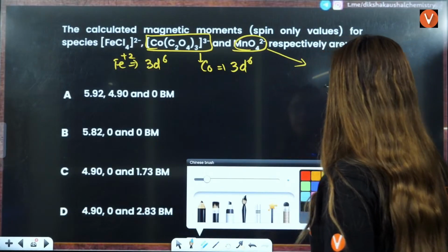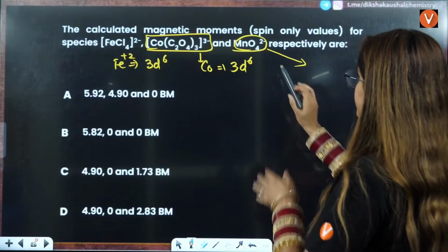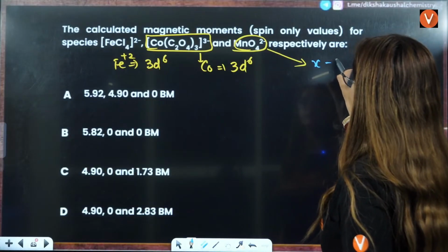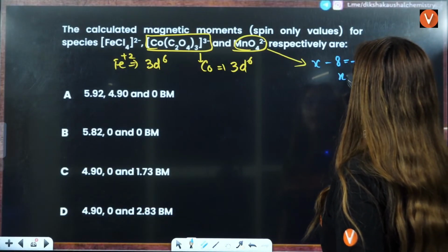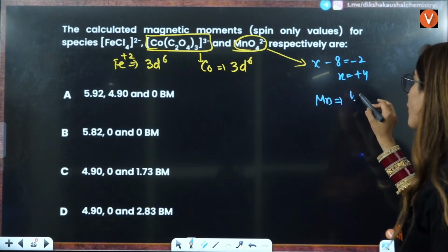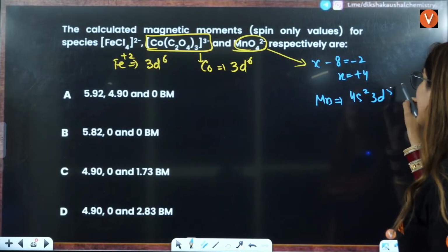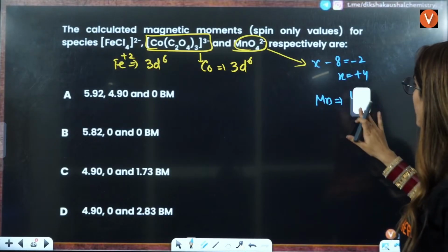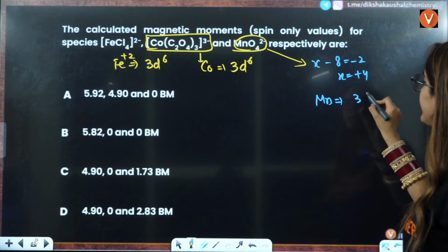Okay. Now, if you see here, this is x minus 8 is equal to minus 2. x is equal to plus 4. So manganese is 4s2 3d5. When you take out 4 electrons, it will be 3d3.